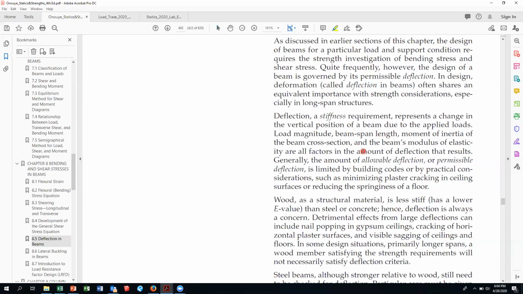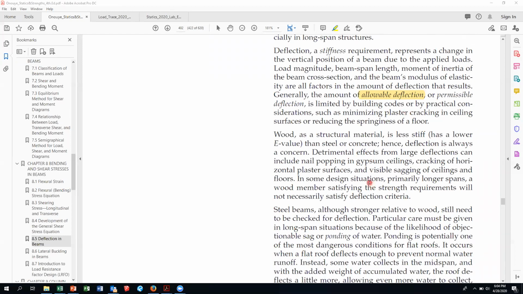So we're starting to combine statics with strengths of materials. And there you have it, okay? Allowable deflection or permissible deflection. And we're going to show you a little bit about the codes, not a lot. You're going to get into this a lot with structural theory.